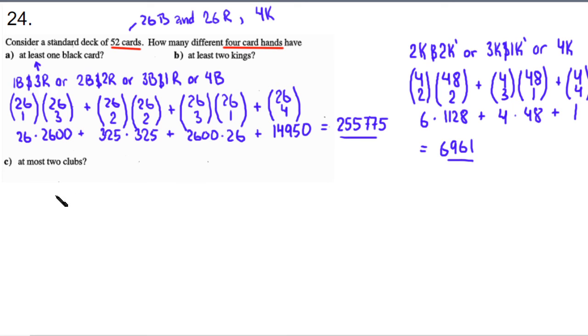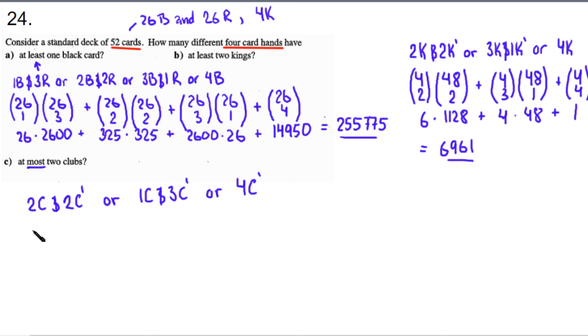And then finally, at most 2 clubs. So the scenario here is we have 2 clubs and 2 cards that are not clubs, so the complement of clubs. So that's one scenario. Or we would have 1 club, and then we end up with 3 cards that are not clubs. Or the third scenario would be that we have 4 cards, none of them are clubs.